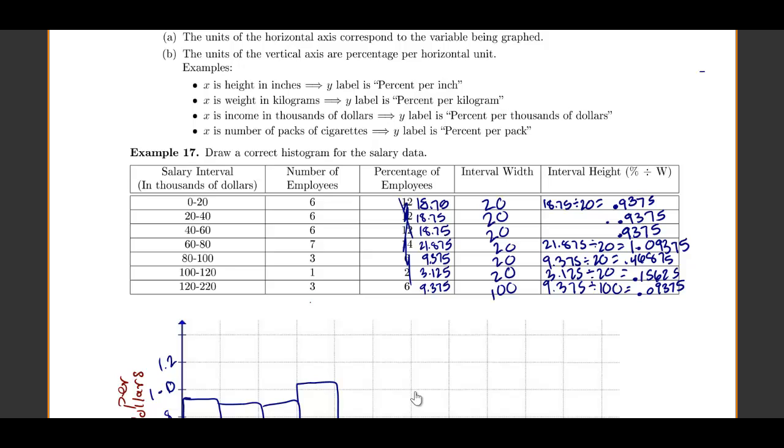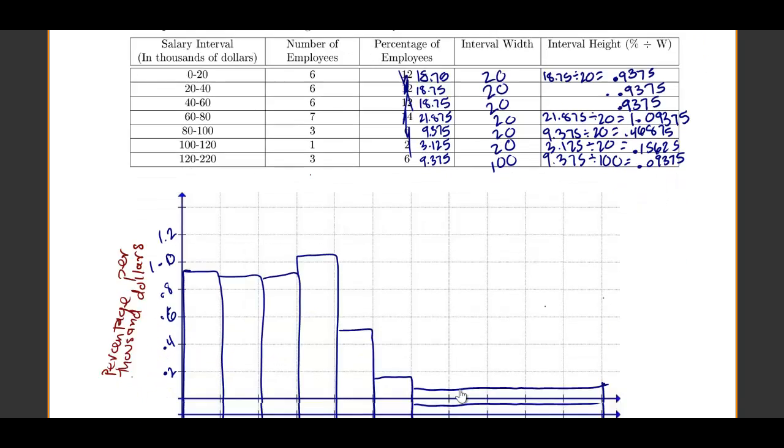So the units of your vertical, your y-axis, are percentage per horizontal unit. So if x is height in inches, then the y label would be percent per inch. Or if x is weight in kilograms, then the y label is percent per kilogram, etc.